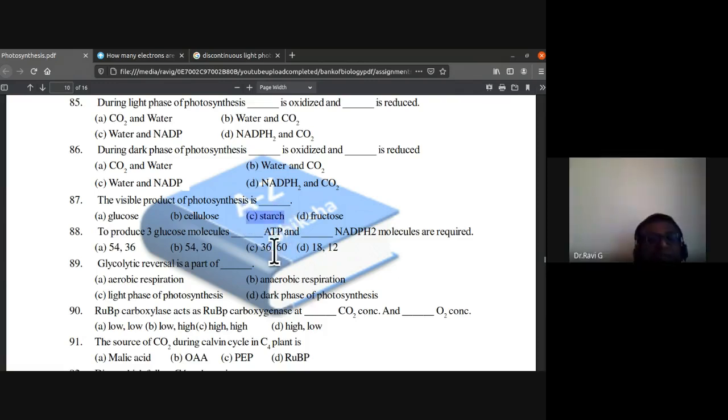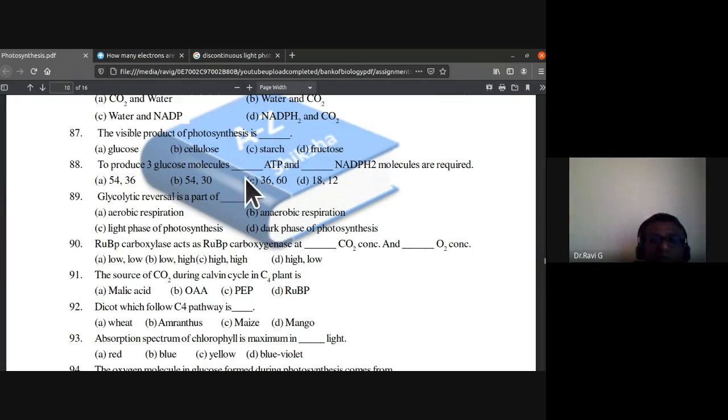Yes, starch is the visible product of photosynthesis. To produce three glucose molecules, how many ATPs are required? To produce one glucose, 9 ATP and 6 NADPH2 molecules are required. For 3 glucose molecules, it should be multiplied by 3, so 18 into 3 is 54 and 12 into 3 is 36.